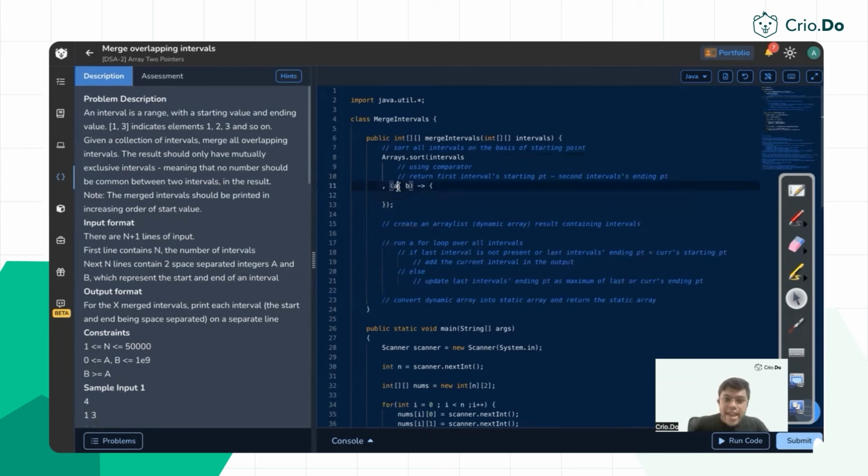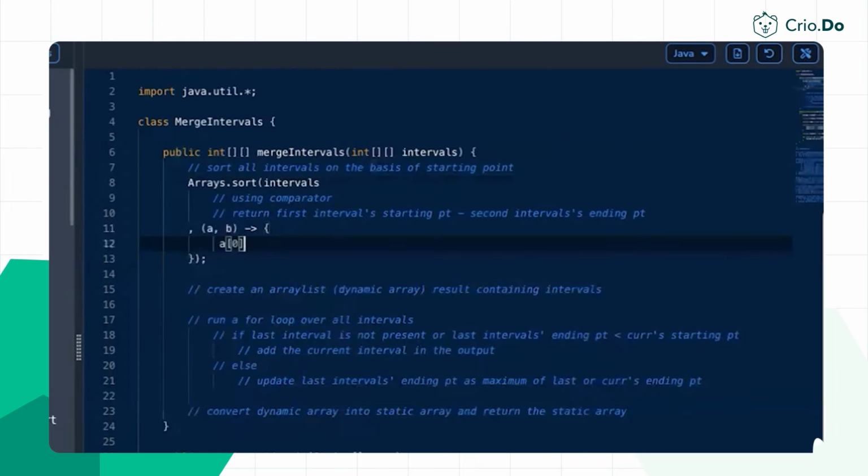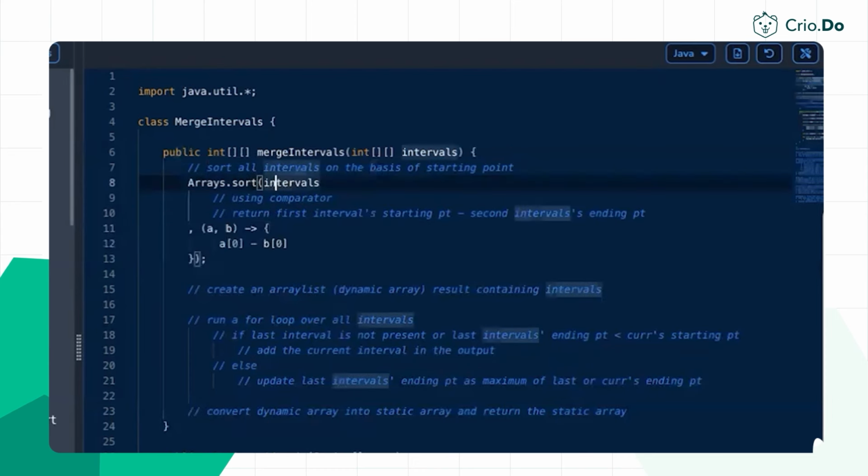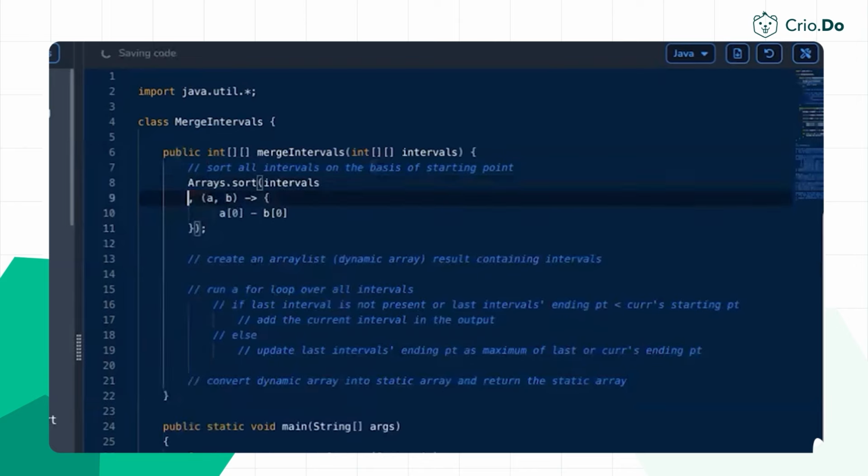That is, A is an array of size two, B is an array of size two, and we need to sort in increasing order based on starting point. So what do we need to return? We need to return A of 0 minus B of 0, because the starting point is at the 0th index. This is how the sorting will work for the array of intervals.